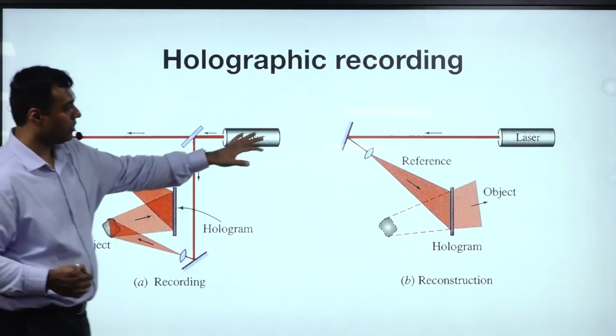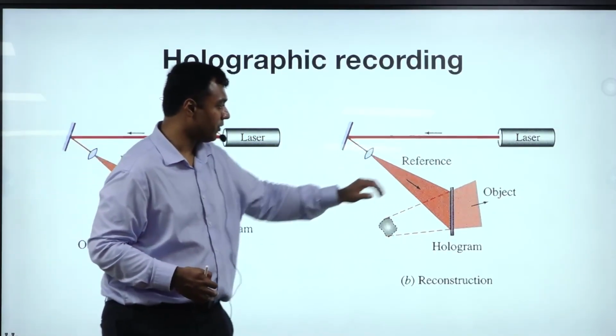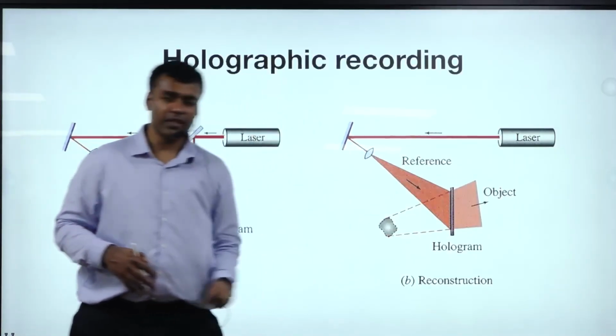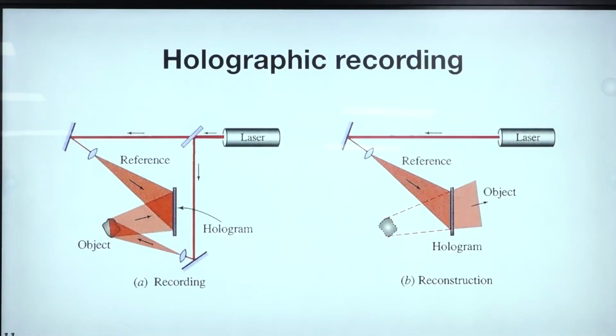Then later on, you keep the reference as before and just remove the object, and whatever light comes out will be exactly the same as what you would see when the recording took place, and it looks 3D. This is essentially how you can make a holographic recording.